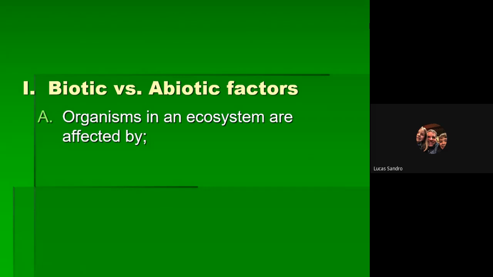Zach. No? No, somebody else. Zach. Biotic versus abiotic. What does it mean? Wild staff. I don't know. Wild staff. No? I don't know. Dave.